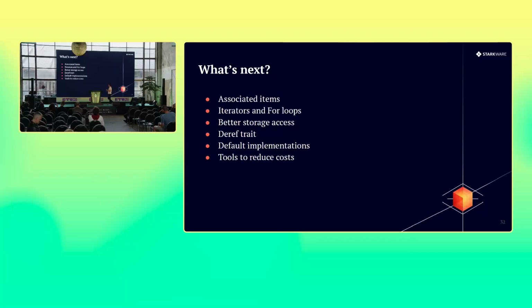I won't talk about it much, but it opened the door for us as the core developers to add iterators and then for loops, better storage access, deref trait. All of these are derived from associated types. We added default implementation to traits, and we add some tools to reduce cost. It's a little bit obscure because we added this ability to write low-level code in Cairo. Not really, but it is a good enough approximation.